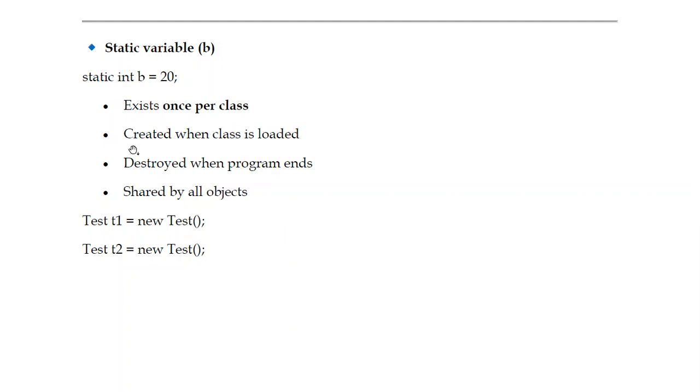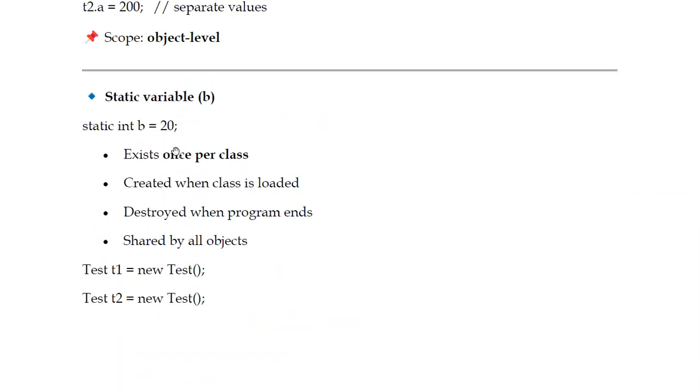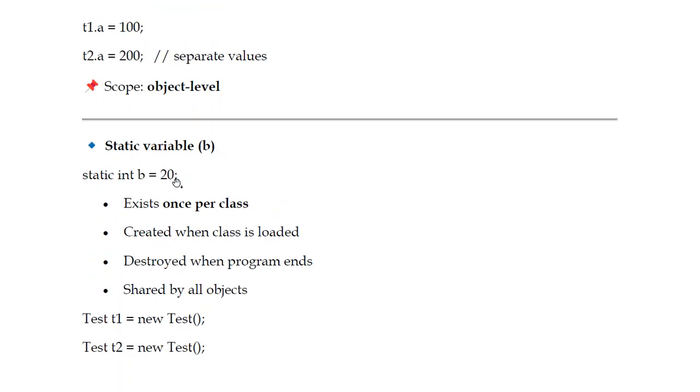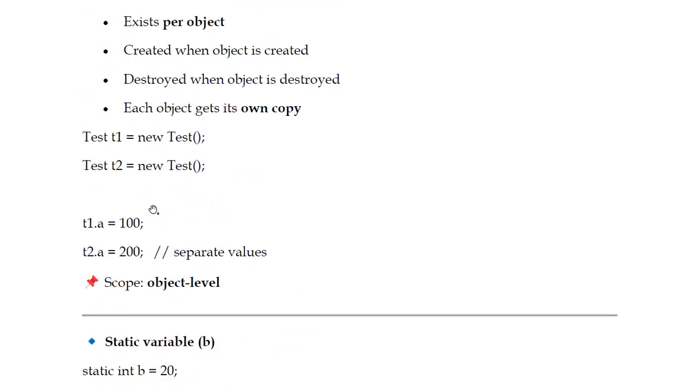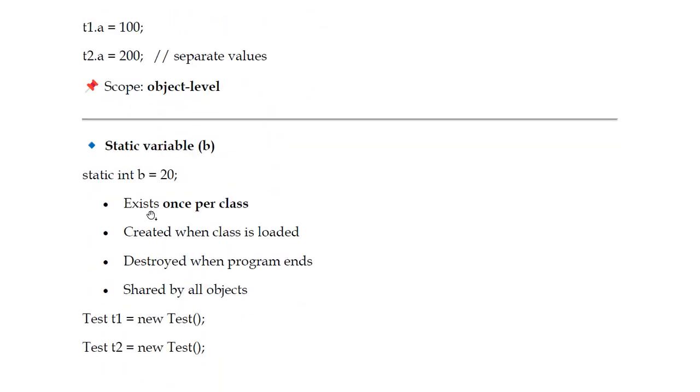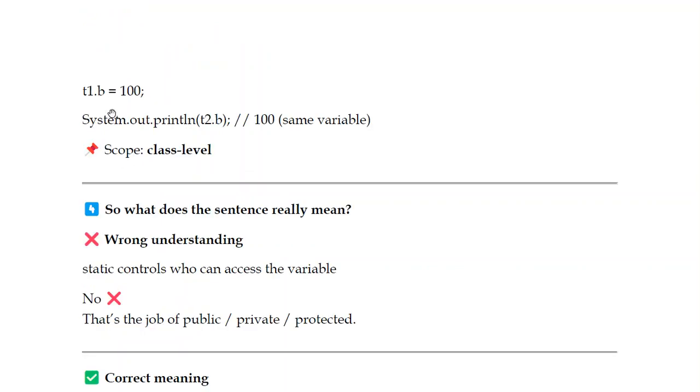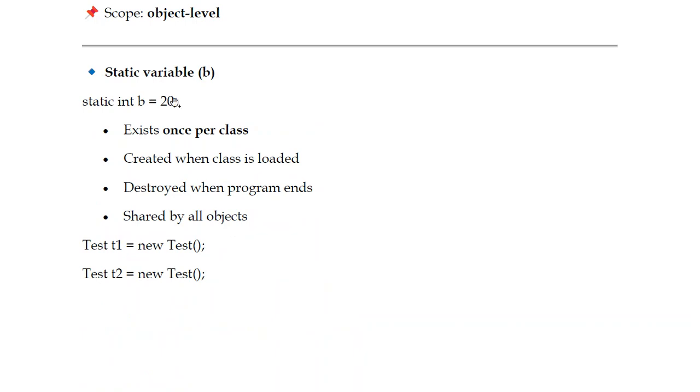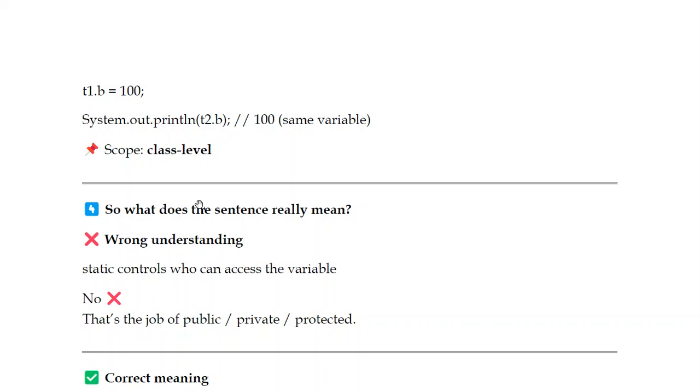If I modify T1 dot b equal to 100, the value was already 20. Here, static int b equal 20, I'm changing it now. T1 dot b equal to 100 means if I print T2 dot b, T2 dot b also changed to 100. The reason is that it is created once per class, so it is shared by all the objects. If I modify it through T1, T2 also changes because they share the memory. One time memory is allocated, so it is shared among all the objects. T1, T2, all objects will get the same value.